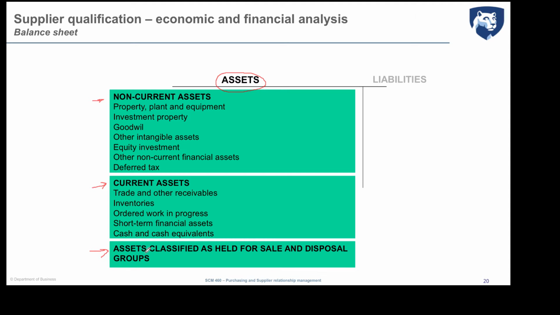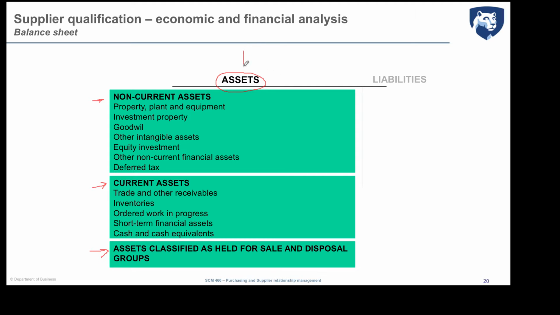Instead, assets classified as held for sale and disposal are all the assets that are currently owned by the company, but we already know that they will no longer be owned, not because I will use them for running my processes, but because I know that they will be sold to other parties.